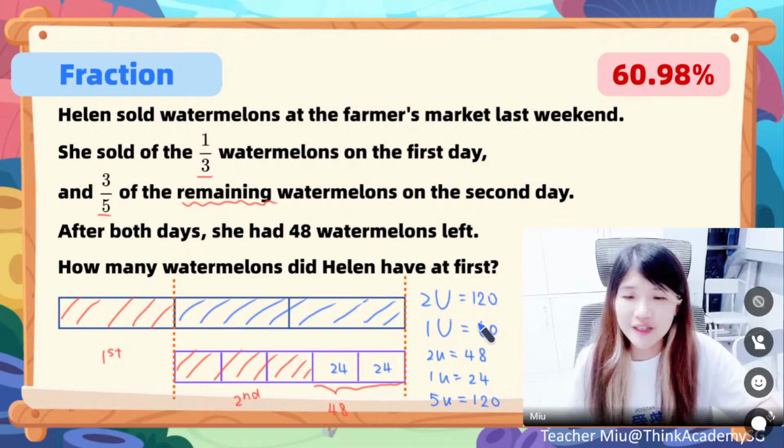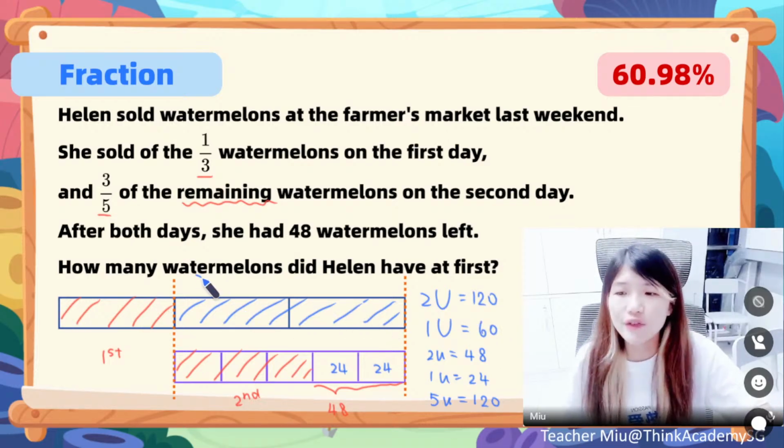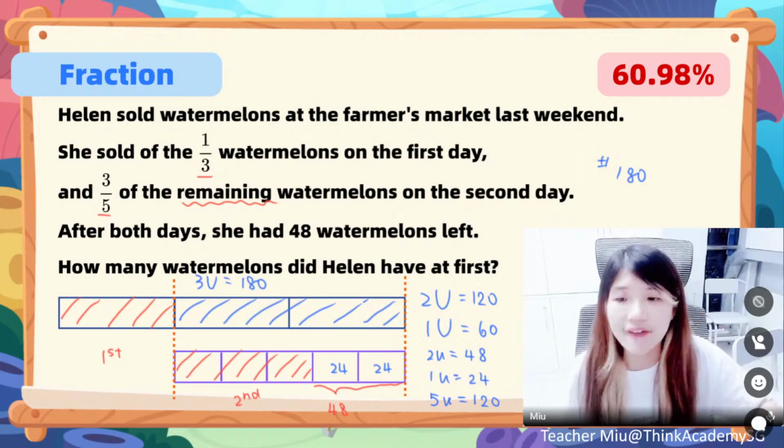So for 60 watermelons, altogether there were 3 big units at first, which means 3 groups of 60, which gives you 180. That's how we get to the answer: 180 watermelons at first.